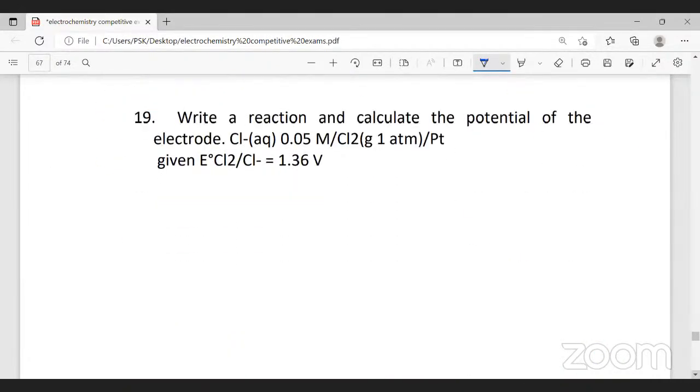Next question. Write the reaction and calculate the potential of the electrode. Chlorine aqueous 0.05 molar to chlorine in gaseous state at 1 atmospheric pressure, platinum. Given the electrode potential of chlorine is 1.36 volt. Now, what is it that they've given?